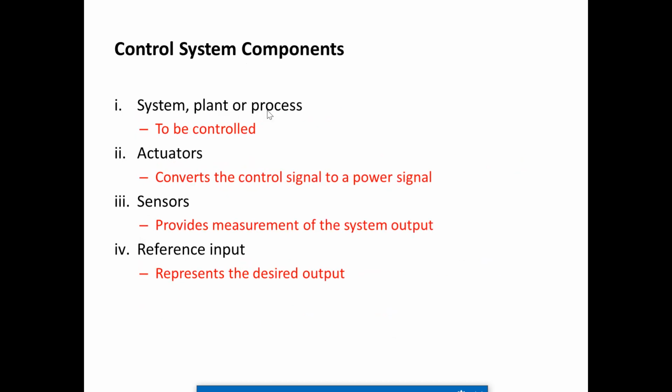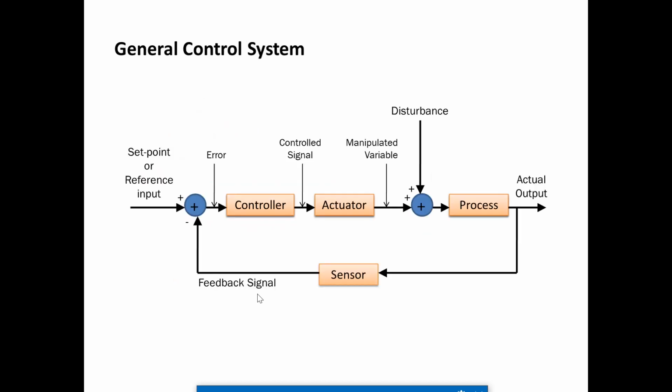Next one is the control system components, that is system, plant or process. These are the different key elements to be controlled. And actuators, what it does, converts the control signal to a power signal. In the actuator, we are going to convert the control signal to a power signal. And next are the sensors, which provide measurement of the system output. There are various types of sensors that we are going to use in different machines. And reference input represents the desired output of the process.